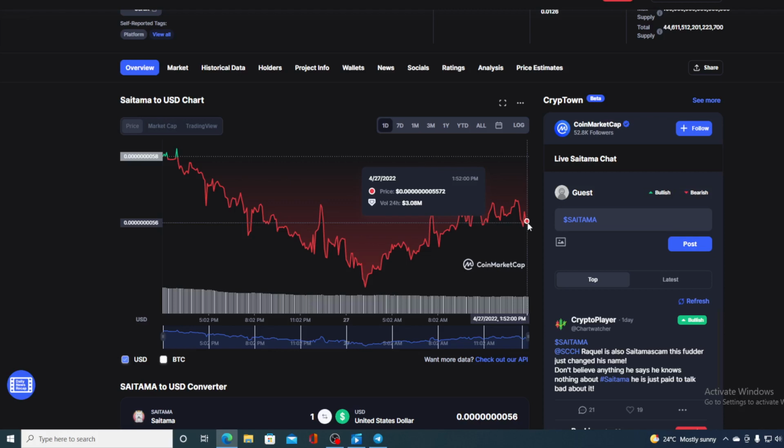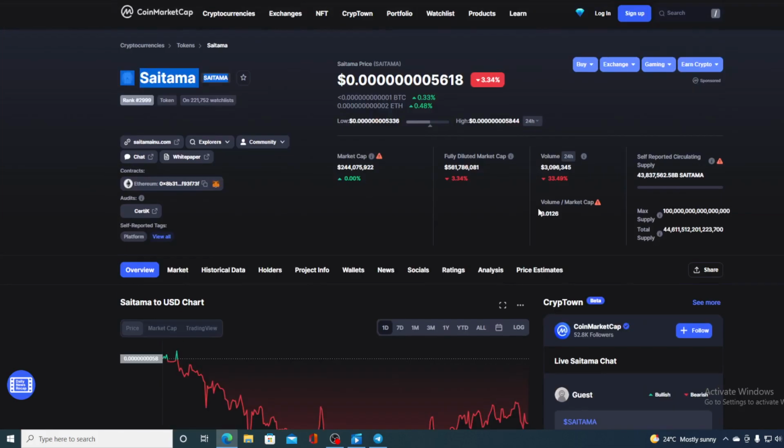Now, before we go over the news, let me first share a couple of price details regarding Saitama. If we take a look at the price right now, we can see that the current value of Saitama is 0.805618, which is actually a drop in the amount of 3.34% in the last couple of hours alone. And the trading volume is down by 33.49%, as you can see on your screen.